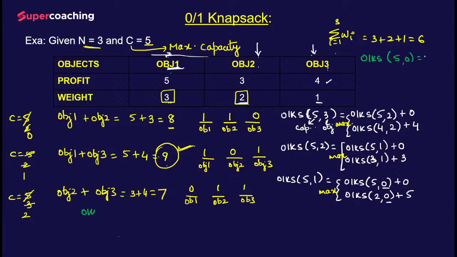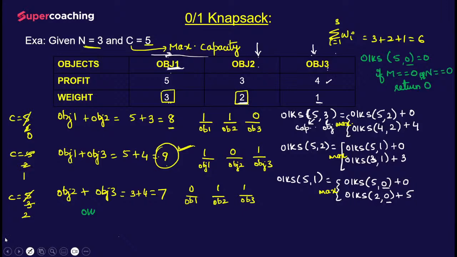5,0 will be returning 0. Why is it returning 0? क्योंकि object खत्म हो गए, किसका किसका profit मिलेगा, किसी का नहीं. So termination condition क्या होगी, अगर maximum capacity 0 हो जाती है या फिर objects खत्म हो जाते, then in that case it will be returning the profit as 0. Goal is to return the maximum profit. अगर object ही नहीं है या फिर space ही नहीं है तो obviously profit will be 0. So I am returning here 0.